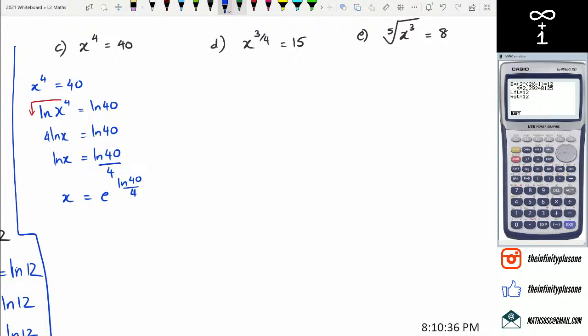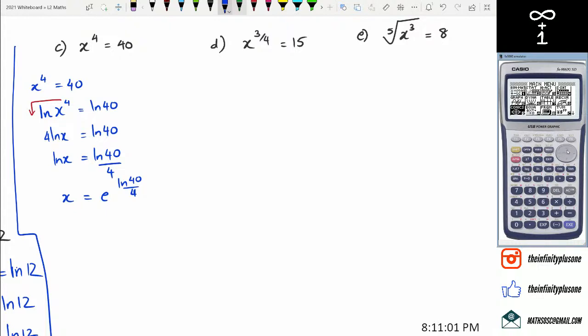If I use this in the calculator, let me show you guys how it looks in the solver first. In solver, x to the power of 4, so we can just put that straight away. X to the power of 4 is equal to 40. Press enter, solve. There's my answer, 2.514. Okay, that's my solver.